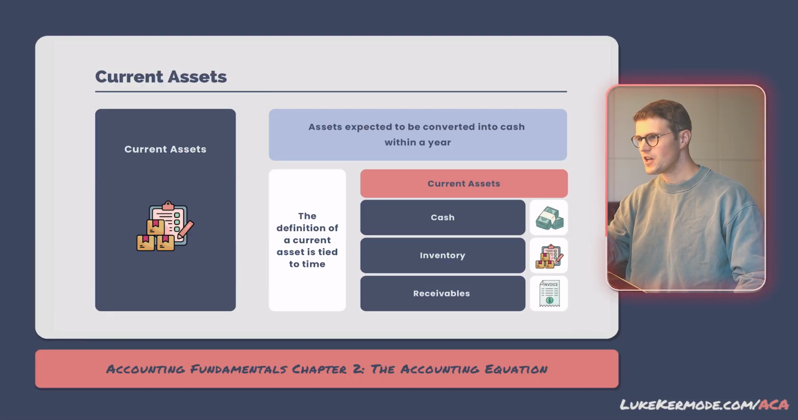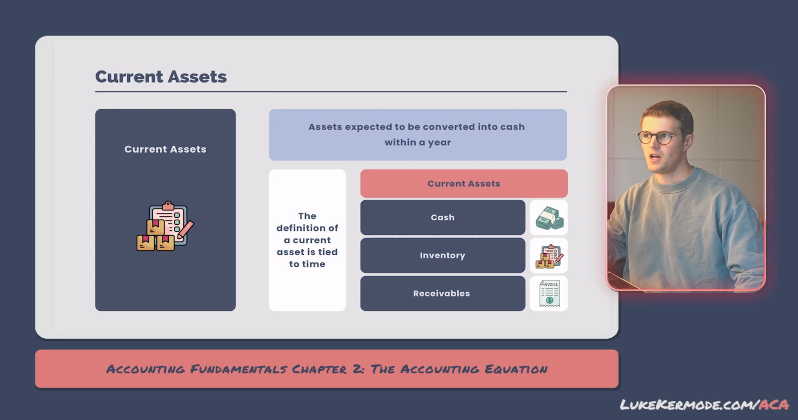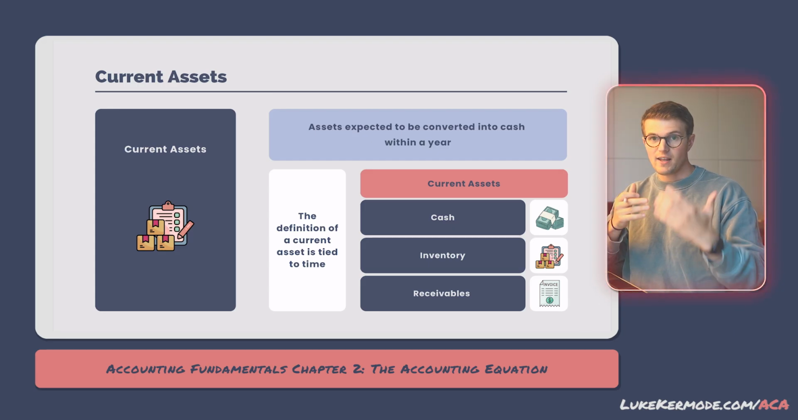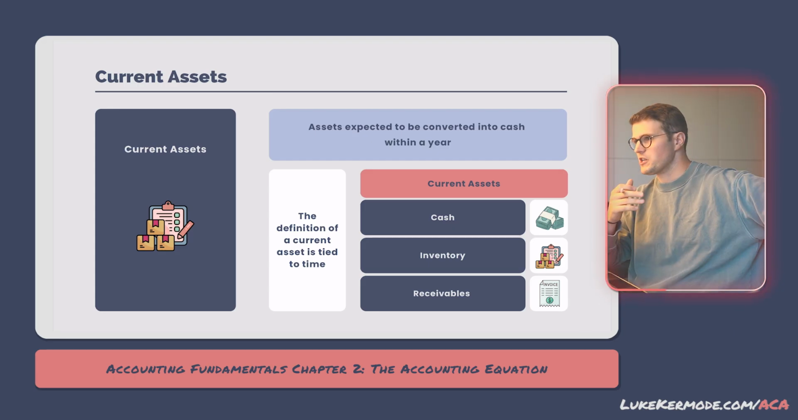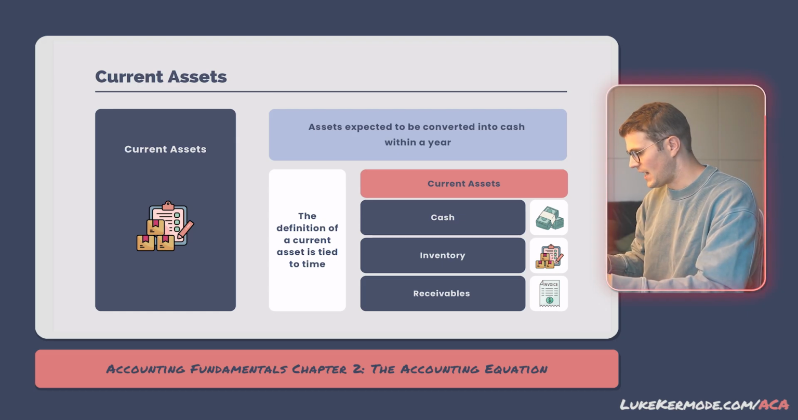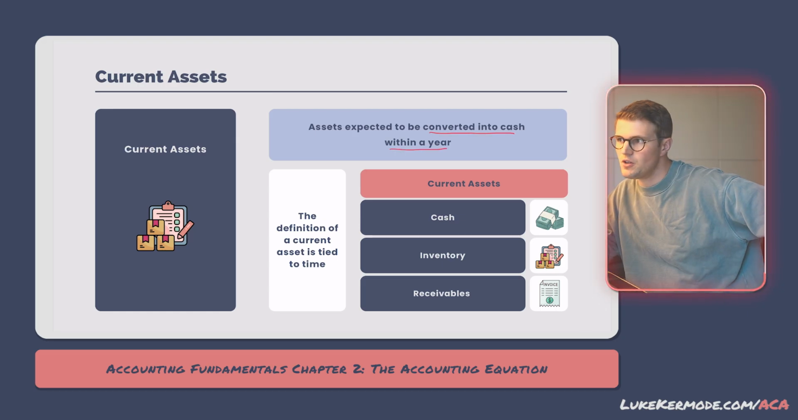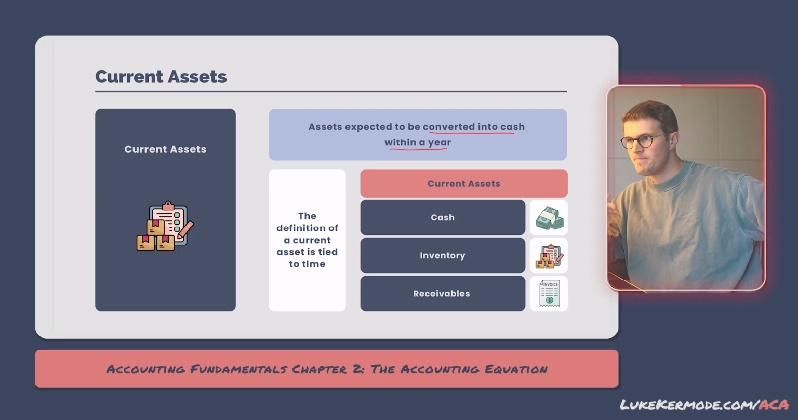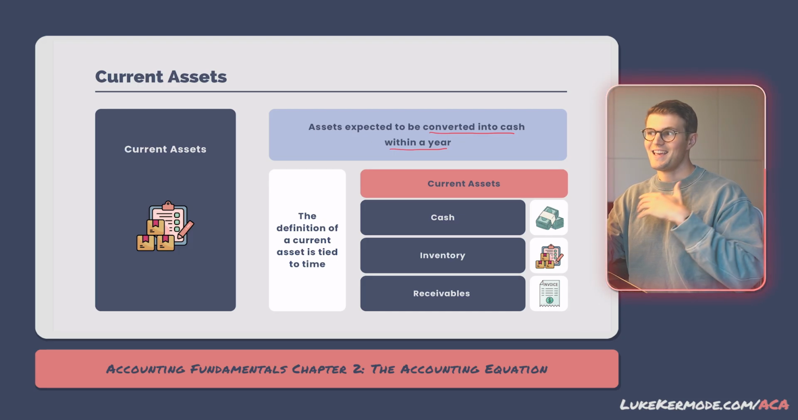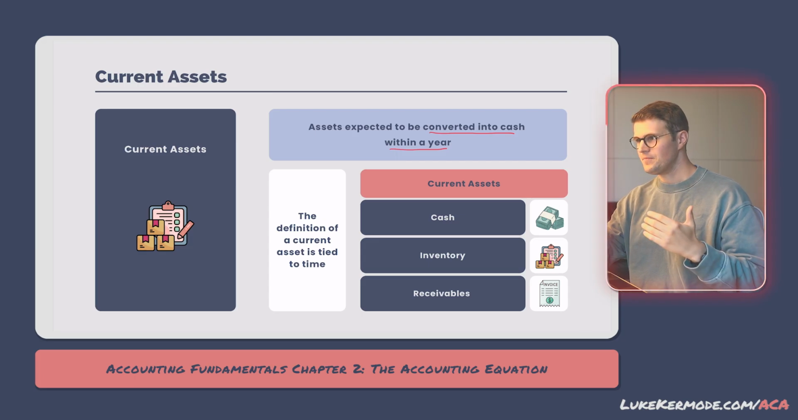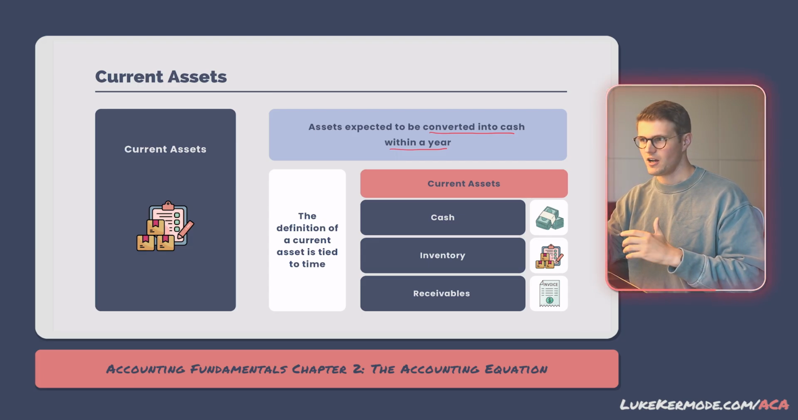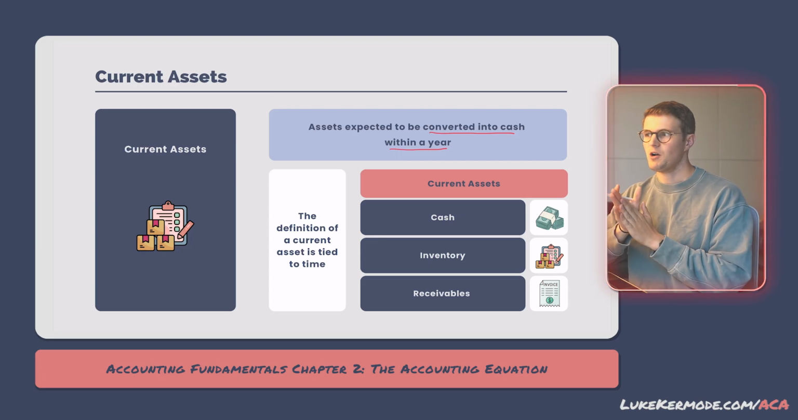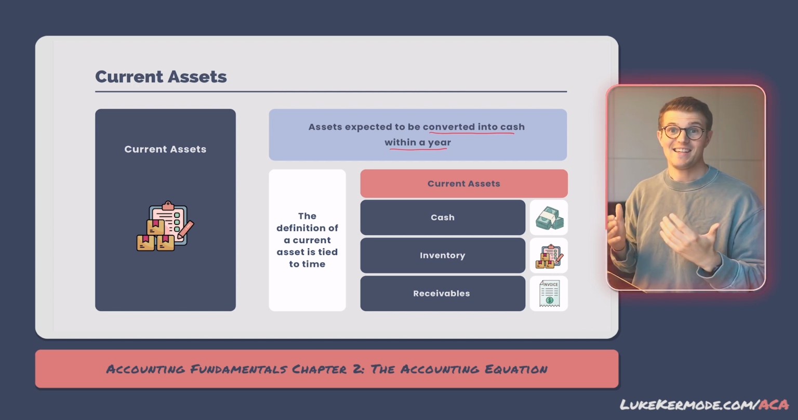Current assets are the short-term resources a business owns. They're either already in the form of cash or they're expected to be converted into cash within the next 12 months. The definition of a current asset is tied to time. If the business expects to use, sell, or convert an asset into cash within a year, then it's classified as a current asset. Current assets are important because they help the business operate on a day-to-day basis.